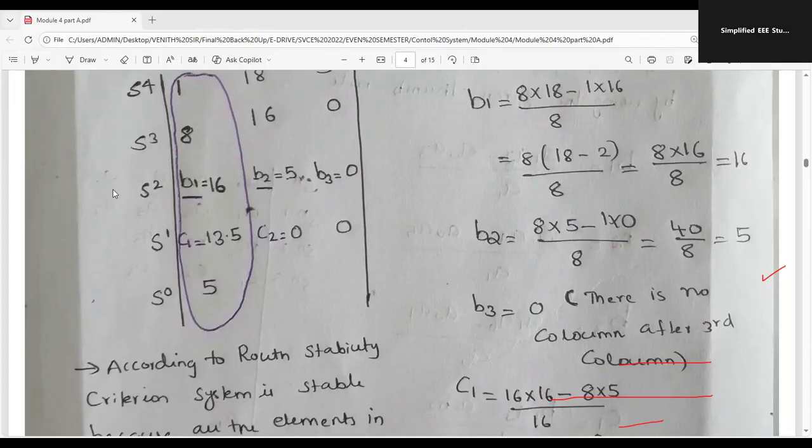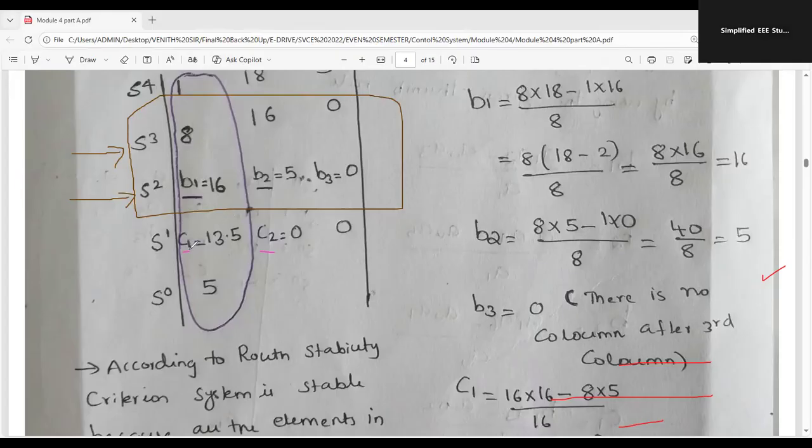Very simple procedure. To find the fourth row, you have to consider the previous rows. What are the previous rows? This is one row, this is another row. These two rows you are supposed to use. Yes, let me mark them separately. I hope you understood. By the way, let me find out the elements of the new row. The new row will be s to the power 1. So let me call them C1 and C2.